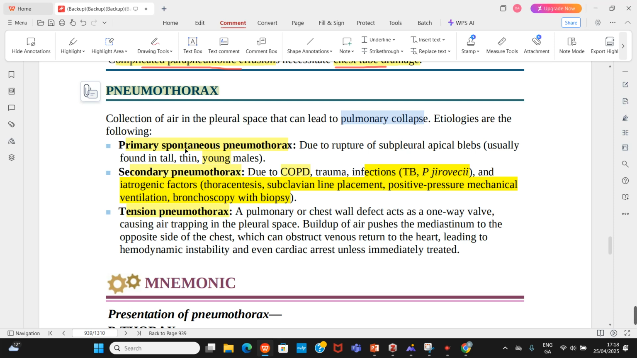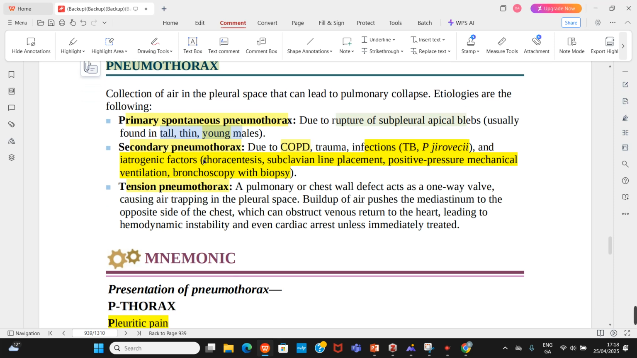So the primary or spontaneous pneumothorax occurs when you just have rupture of the subpleural blebs, which is very common in people that are very tall, very thin, and young. So young and lanky people have a very high risk of having primary spontaneous pneumothorax without any underlying reason, just because of their physique. So their lungs grow in a direction that allows for easy formation of this pneumothorax.